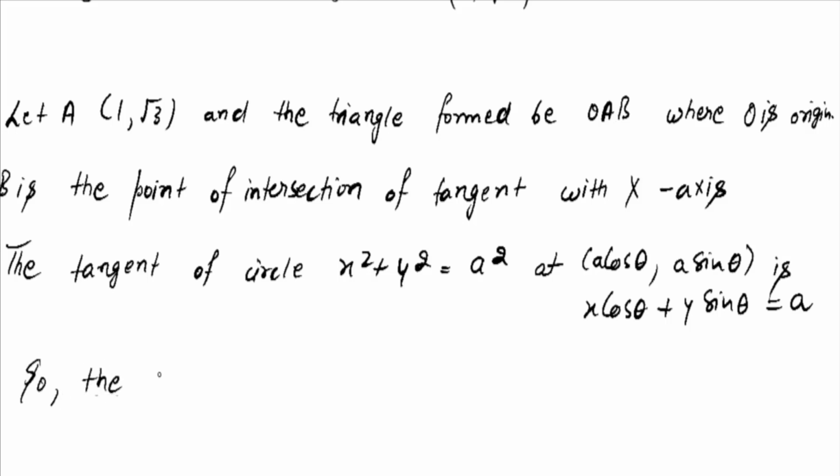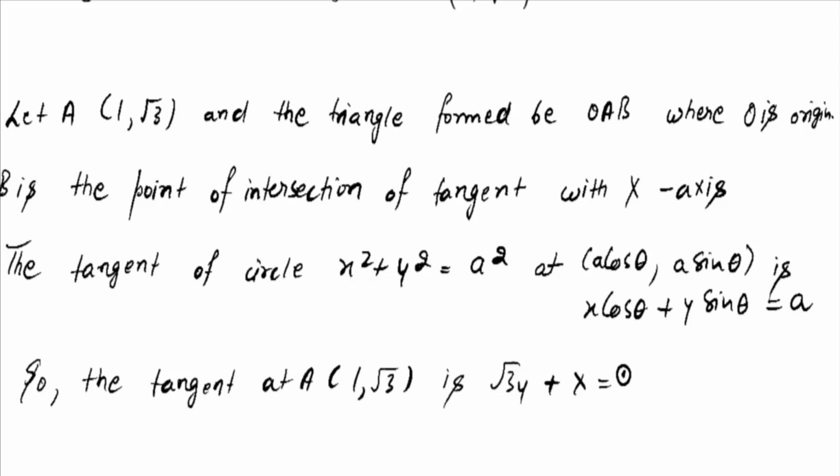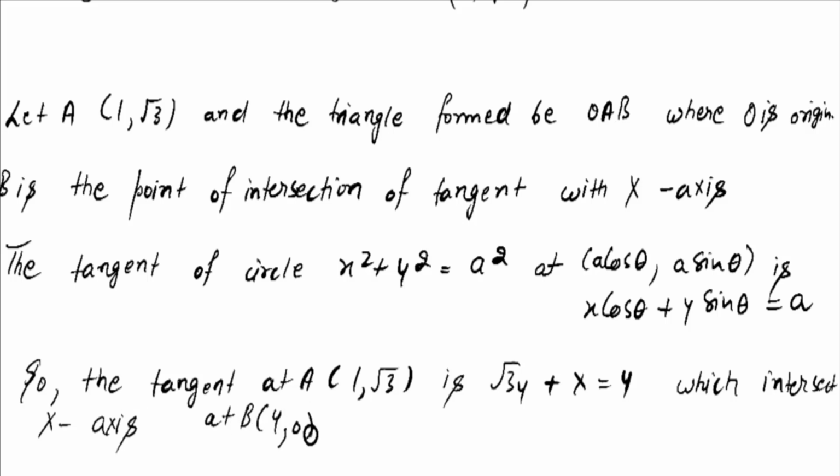So the tangent at A, we have (1, under root 3), is under root 3 y plus x equals 4, which intersects the x axis at point B, that is (4, 0).